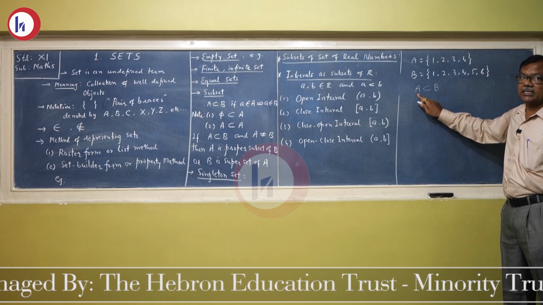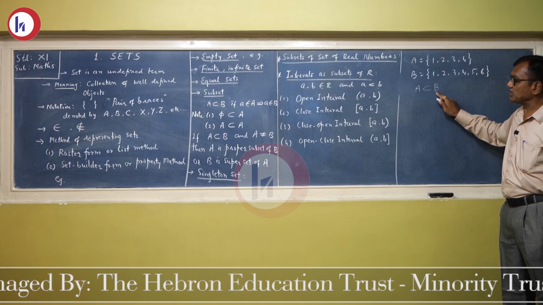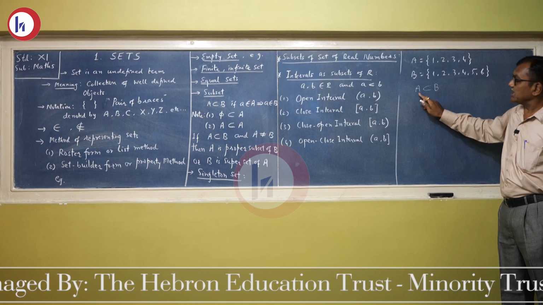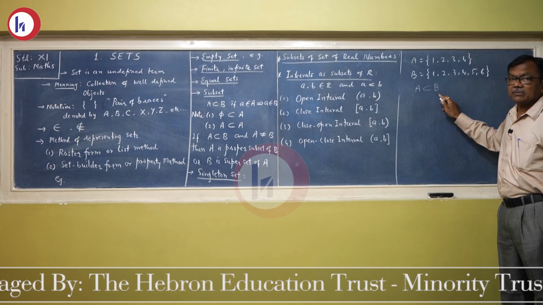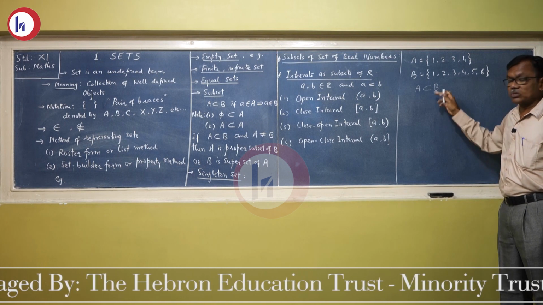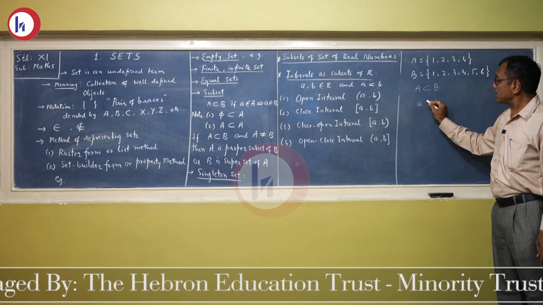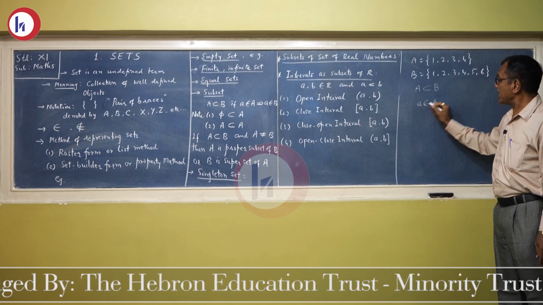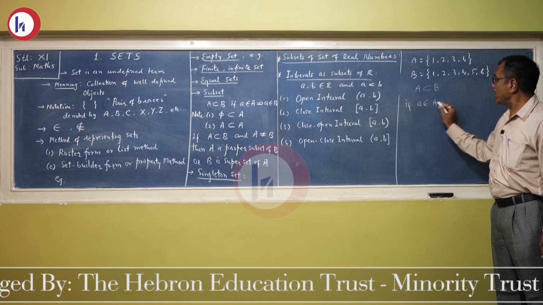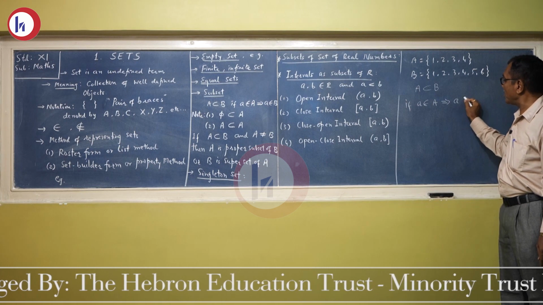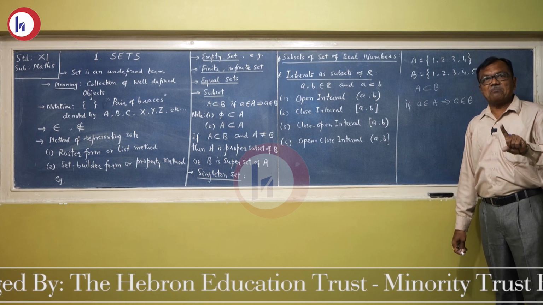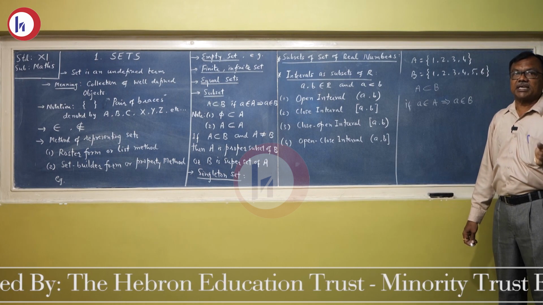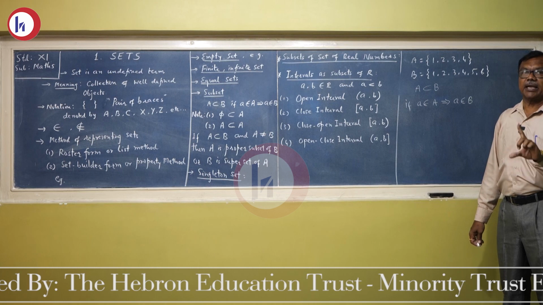If all the elements of the set A are the elements of the set B, then the set A is called the subset of the set B. Sometimes "A is a subset of B" can also be written as A ⊆ B, which means that if a belongs to A, then a belongs to B. For every element of the set A implying that it is an element of the set B, A is a subset of B.